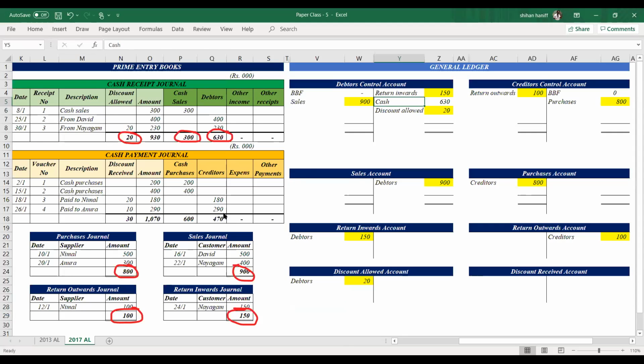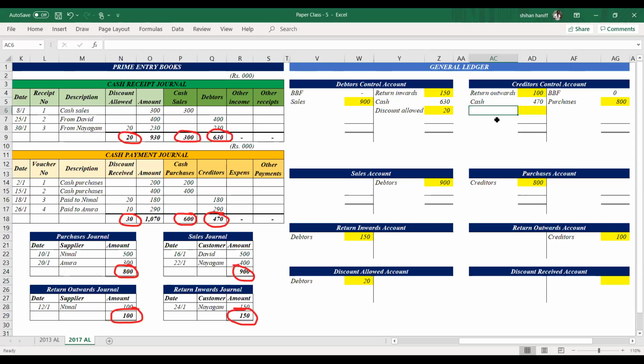Then we have payments: payment to creditors, cash purchases, and the discount received. So we can record these three transactions. Paid to creditors, cash account credit, and the creditors account debit 470.